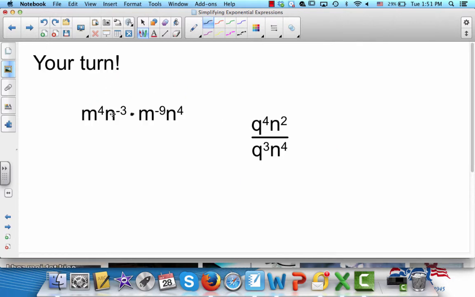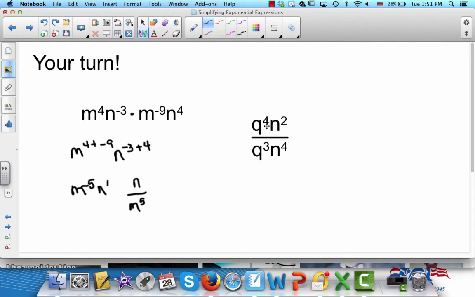Okay, your turn. Now we've got m to the 4 n to the negative 3 times m to the negative 9 n to the 4th. You do these two, and then pause the video, and then get back with me, okay? So we've got m to the 4th times m to the negative 9. Remember, we're adding the exponents. So that would be 4 plus a negative 9, and n to the negative 3 plus 4. We've got different signs, so we subtract, which gives us 5. Keep the sign of the bigger one, which is negative. And then the second one will be 4 minus 3 gives us 1. So this will be n over m to the 5th, because the negative 5 exponent tells you to move this to the other side of the divisor line.